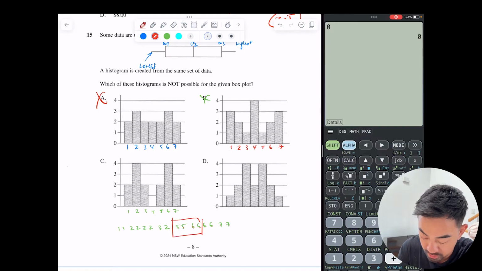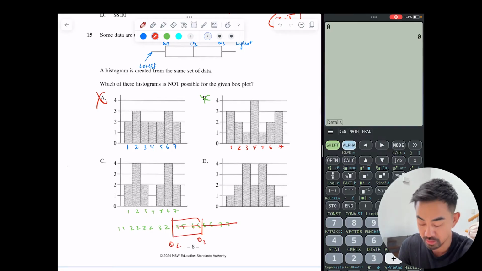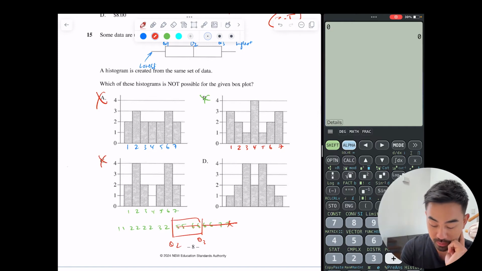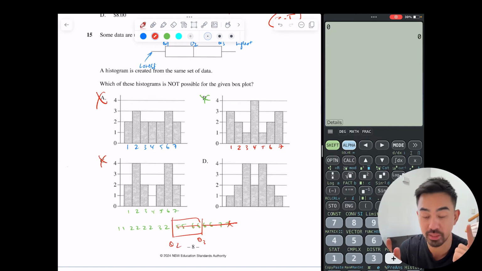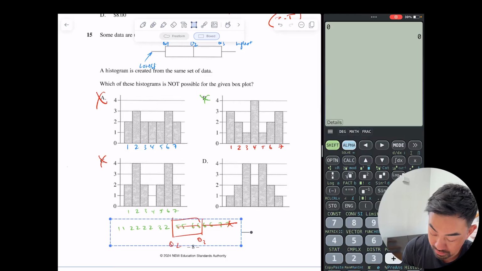So once again, this is not going to be it too because it's Q2. Q3 is the same distance between the upper and lower ends. So I'm hoping it is D. All right, let's do this.